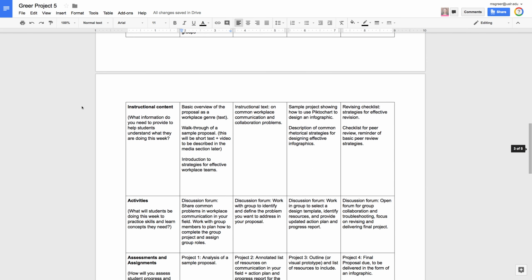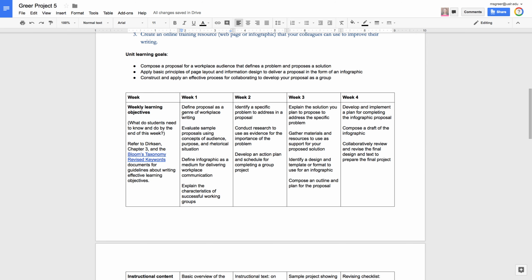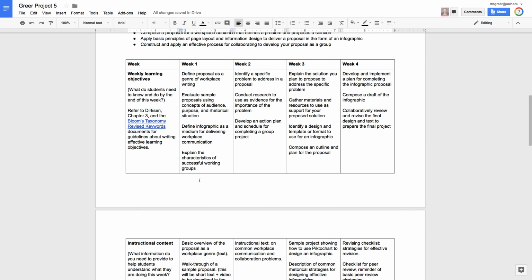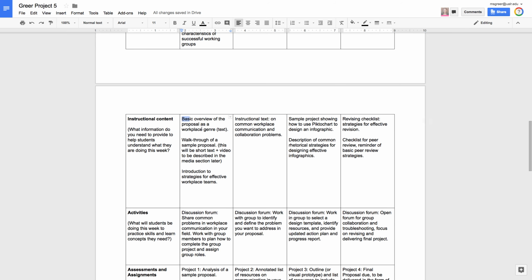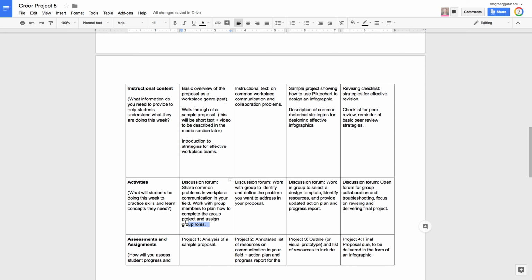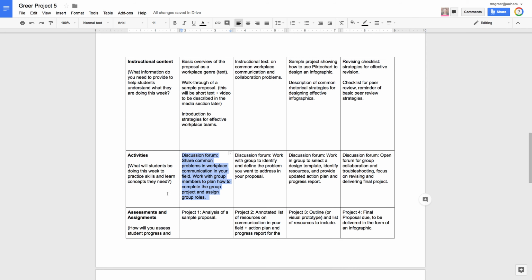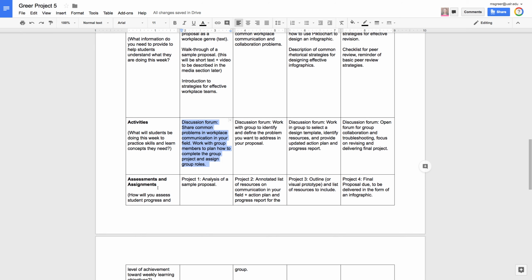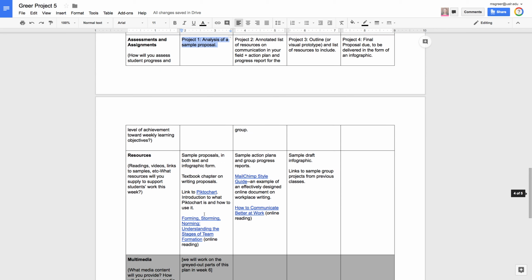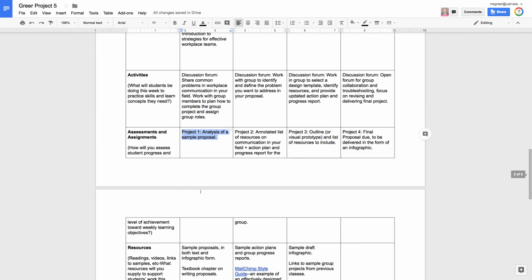So that's what I do for each week. I just look at the goals, remind myself, all right, what did I say we're going to be doing this week? What are the objectives? And then how do we get there in terms of what is the content I provide the students? What activities are they going to do? I think of activities usually as a discussion forum or other informal work, and then assessments and assignments as the projects and formal deliverables, and then the resources. And then I do that for each week.